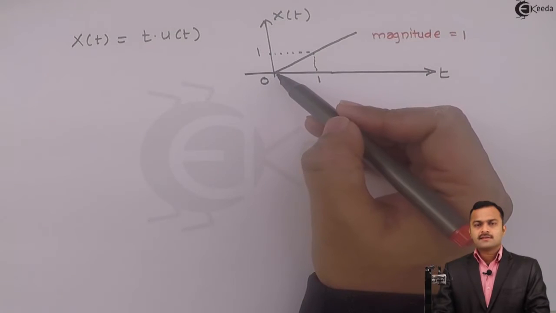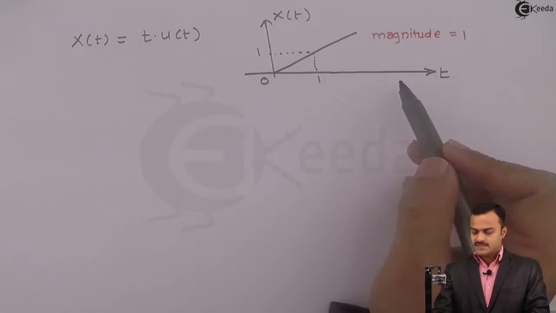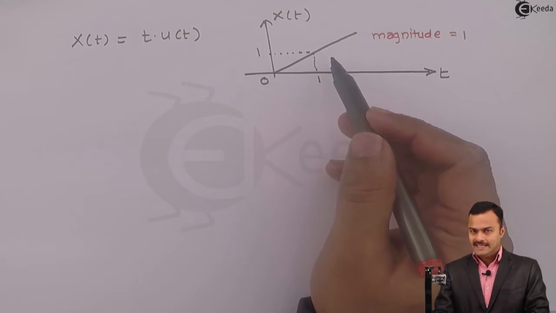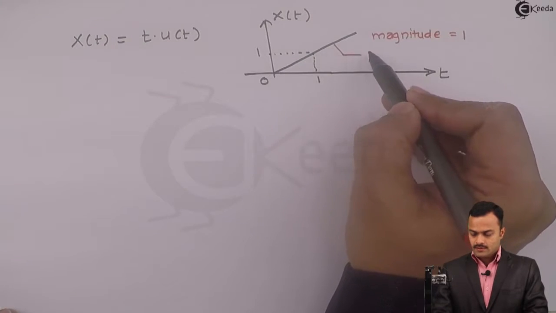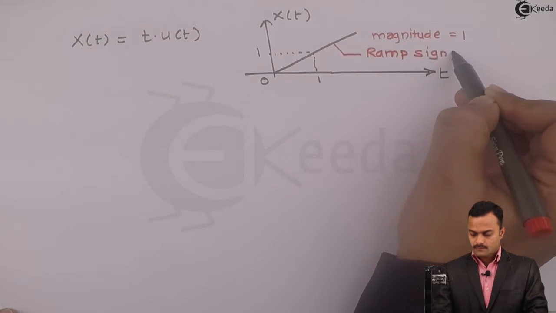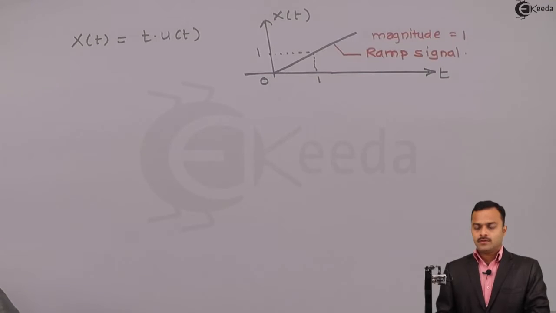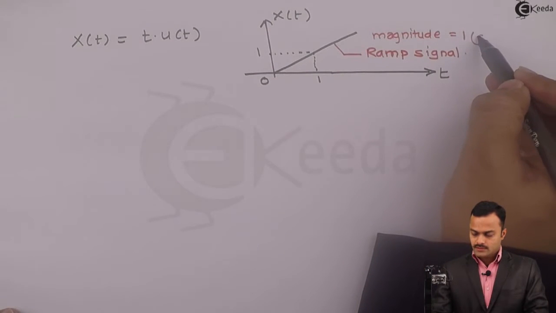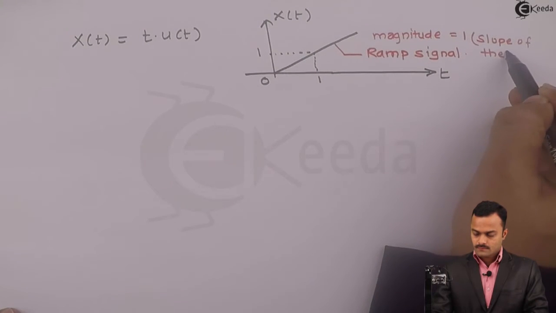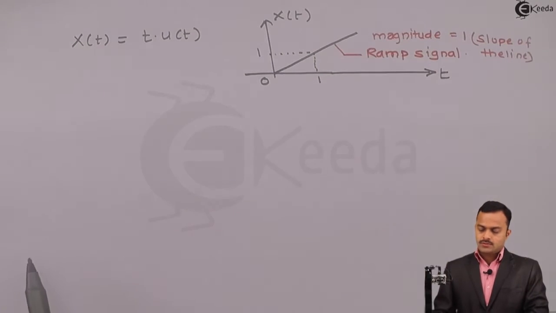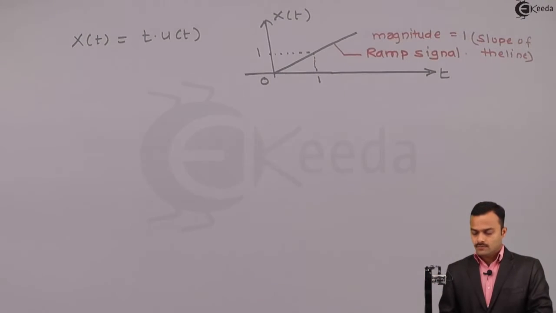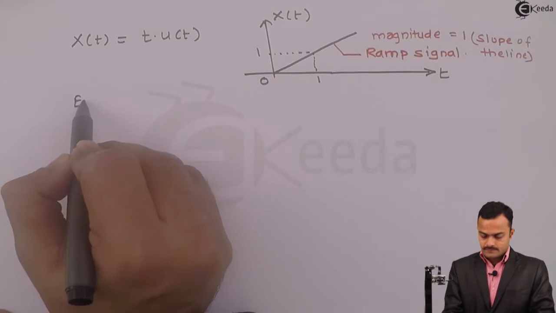The signal which is increasing or decreasing with respect to the independent variable t, and the nature of increment is linear, then that signal is called a ramp signal. For a ramp signal, the magnitude is nothing but the slope of the line. So in our case, the magnitude is 1, so I can say the slope of the signal is 1. Let's find out the energy.